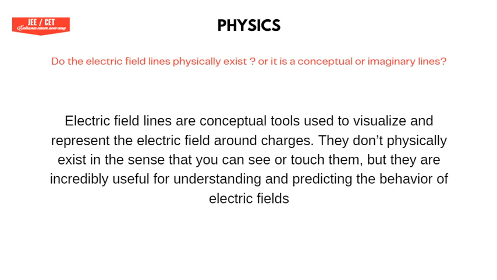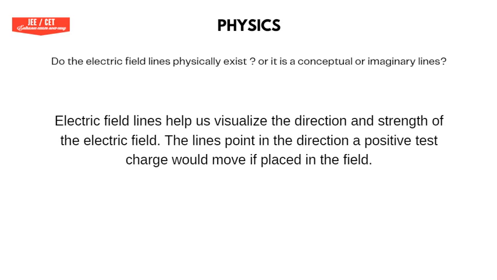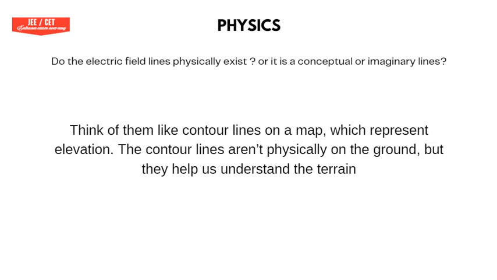The electric field lines indicate the strength and direction of electric field at any point. Think of electric field lines as contour lines on a map which represent elevation. The contour lines are not physically on the ground, but they help us understand the terrain on the map.